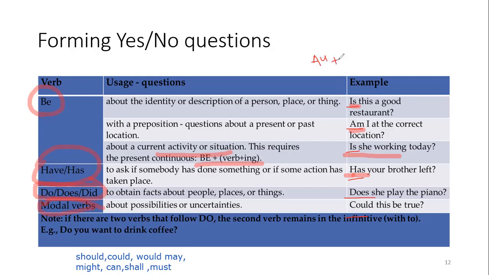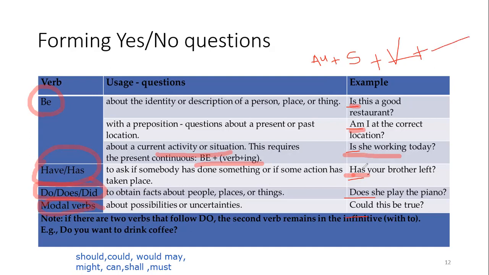add subject, and then what? And the rest of the sentence, okay? The rest of the sentence can be the object or the verb and everything. Okay? I would say like this: auxiliary verb, subject, plus verb, plus the rest of the sentence.